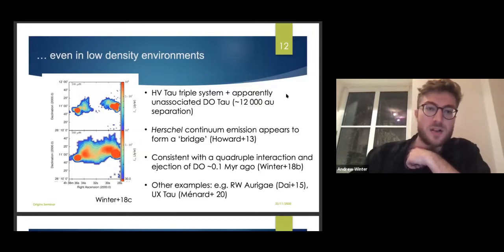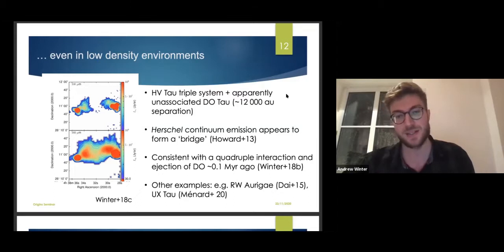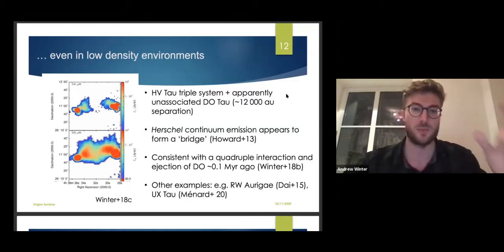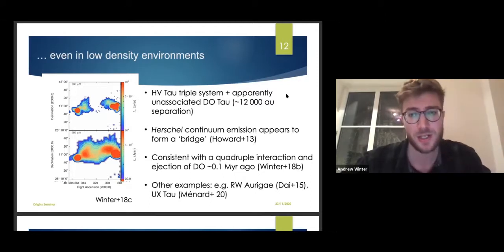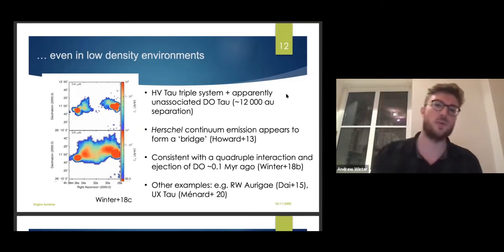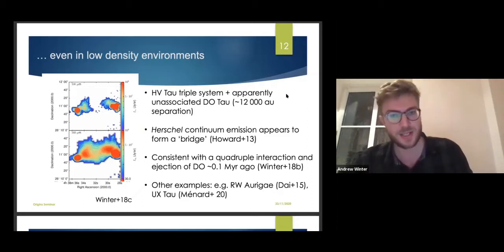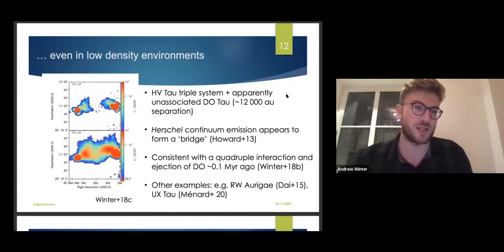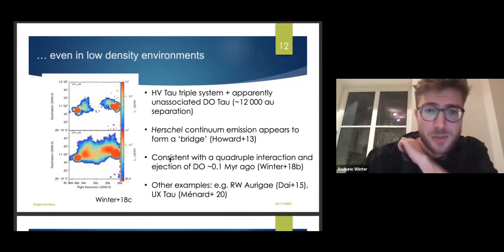In fact, there's quite a lot of support because we see a lot of evidence for these encounters happening in systems. One of the systems that I worked on was the HV Tau triple system, which is apparently unassociated with this fourth star, DO Tau, by about 12,000 AU. But then in 2013, Howard et al. looked in the Herschel data around this system and saw this bridge. So you can see this bridge in the 100 micron, 160 micron, extending between them.